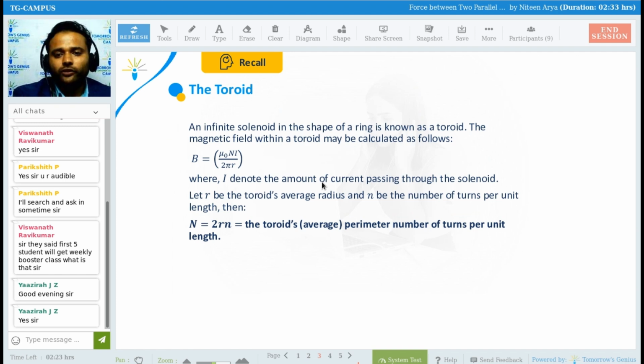An infinite solenoid in the shape of a ring is known as a toroid, and the magnetic field within a toroid may be calculated as follows: B equals mu naught N i by 2 pi r. Simple as that, because we have a magnetic field.